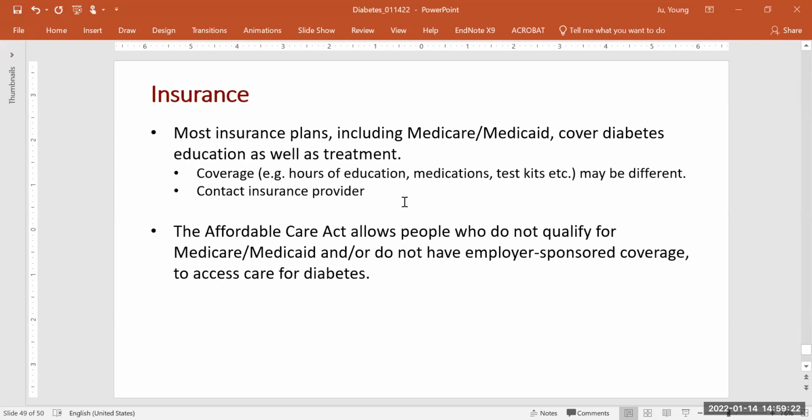Most insurance plans, including Medicare and Medicaid, cover education as well as treatment. Coverage such as hours of education, types of medication, test kits, etc. may be different from one insurance company to another. So you need to contact your insurance provider for detailed information. The Affordable Care Act allows people who do not qualify for Medicare and Medicaid and or do not have employer-sponsored healthcare insurance to get care for their diabetic condition.